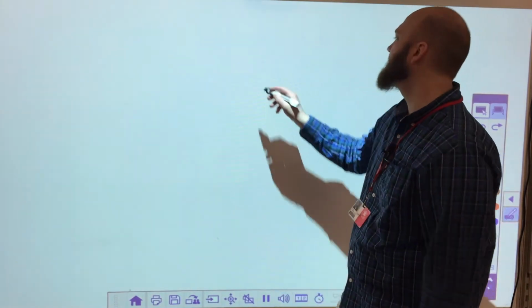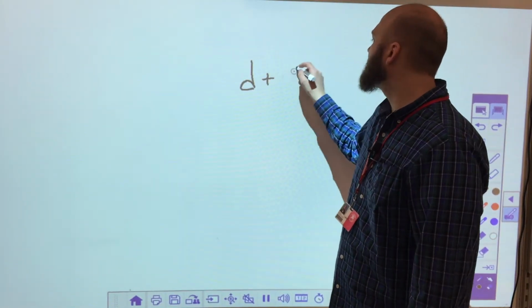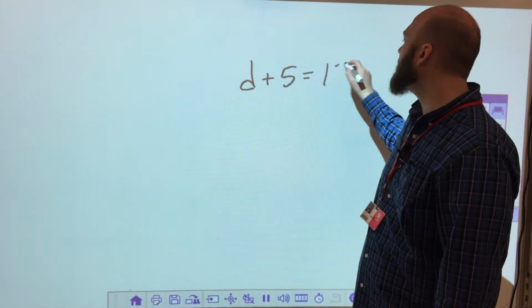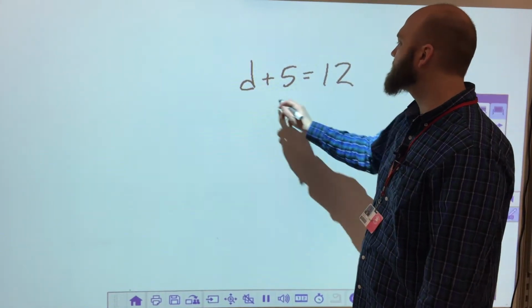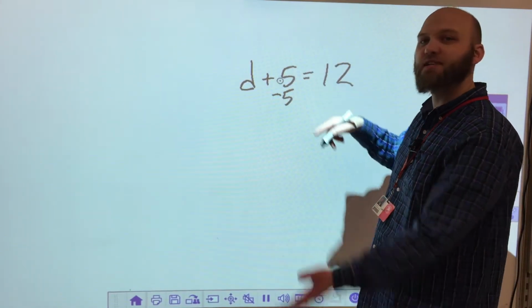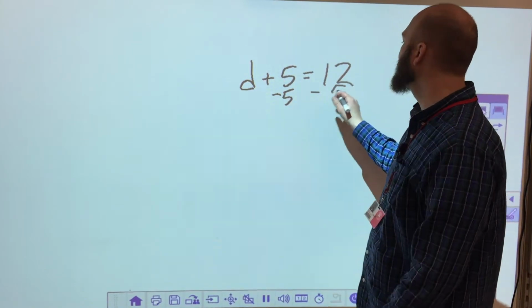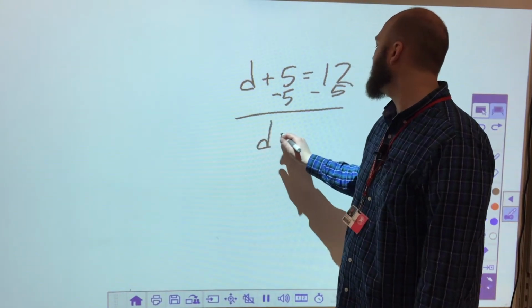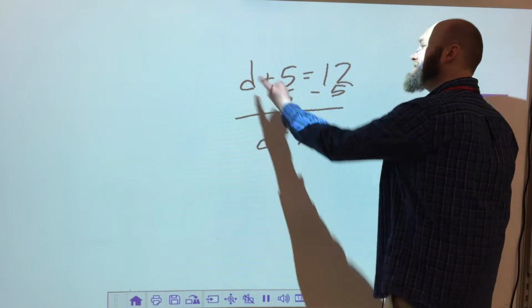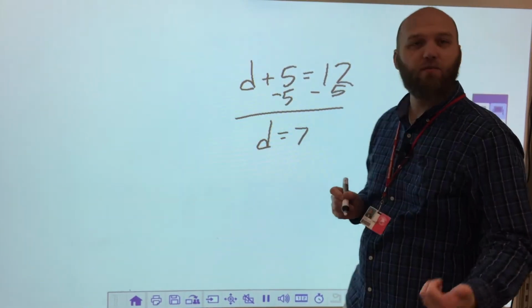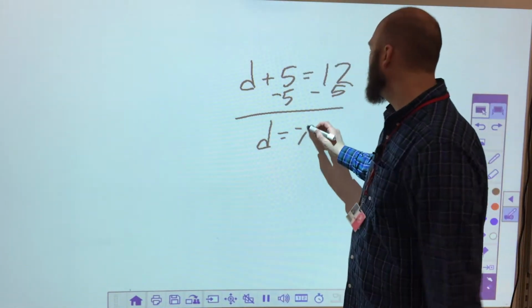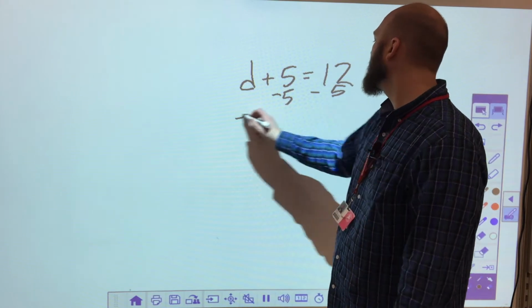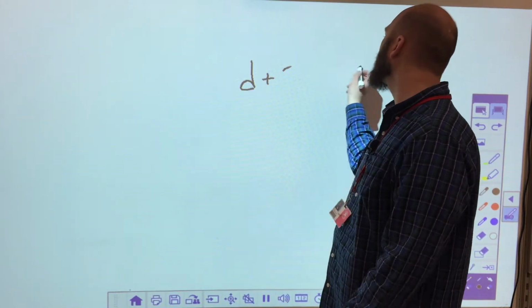So if they had something like d plus 5 equals 12, what plus 5 equals 12? Well, I would do the opposite. Instead of adding 5, I can subtract 5. And I get d equal to 7. Go back and check your work. 7 plus 5 equals 12. I know that I'm right. So same with addition and subtraction. What happens with inverse operations today?